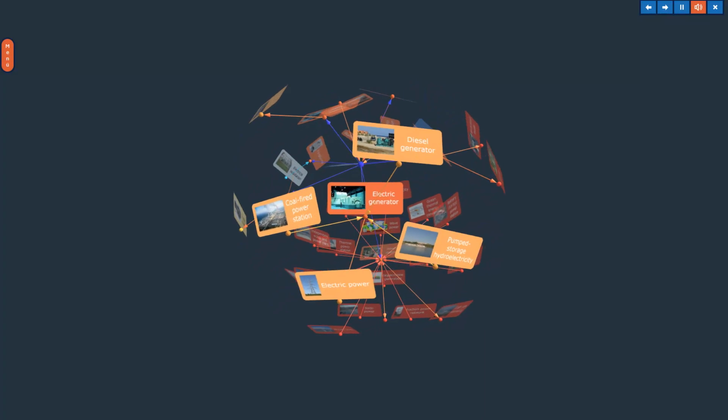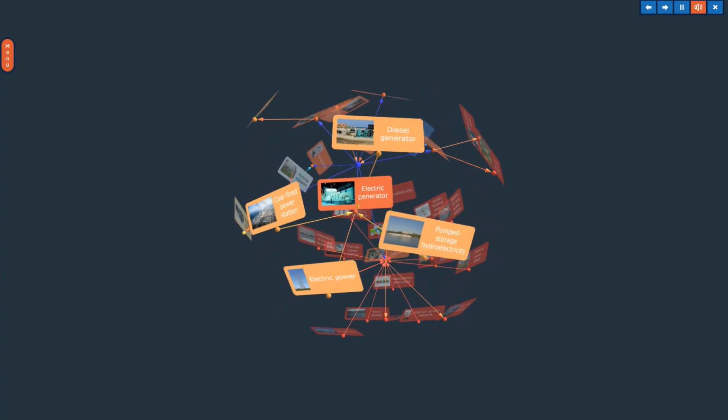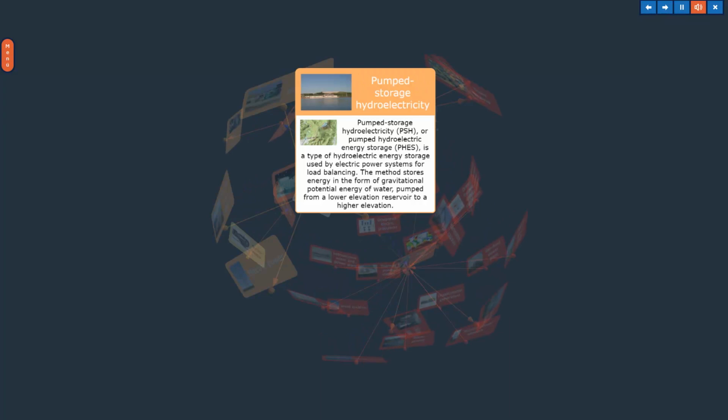The topic, electric generator, in overview. Pumped storage hydroelectricity. Pumped storage hydroelectricity (PSH) or pumped hydroelectric energy storage (PHES) is a type of hydroelectric energy storage used by electric power systems for load balancing. The method stores energy in the form of gravitational potential energy of water, pumped from a lower elevation reservoir to a higher elevation.